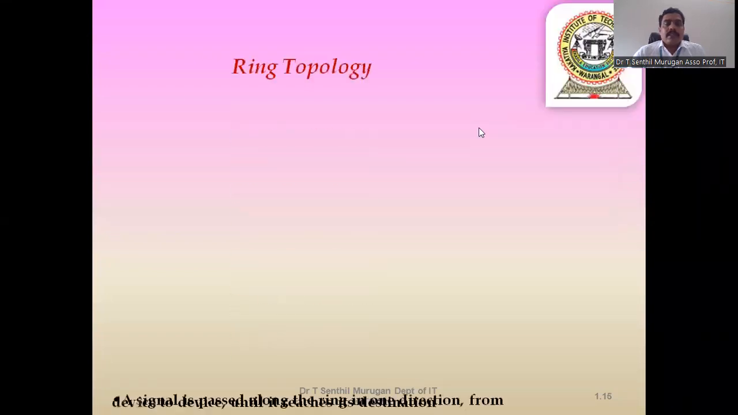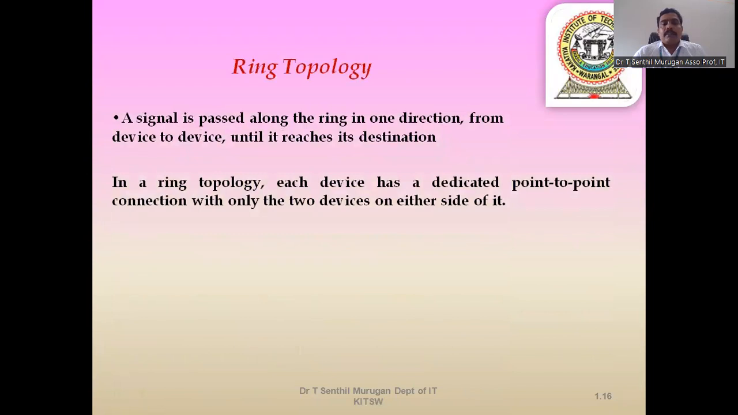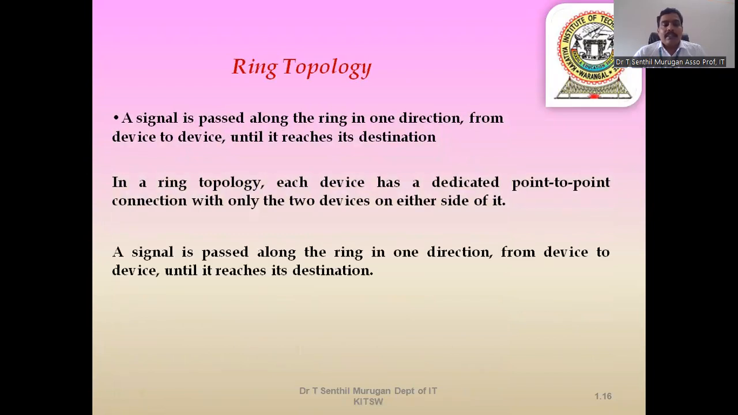So the last one is the ring topology. In ring topology, as the name suggests, it is connected like a ring. Same like a dedicated point to point connection, but how is it connected? It is like a connection making the ring. Again, taps connect the systems here. So some systems are connected at these points.